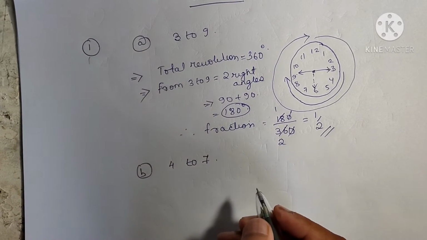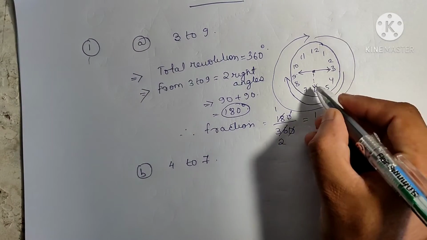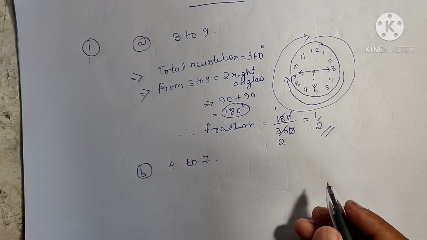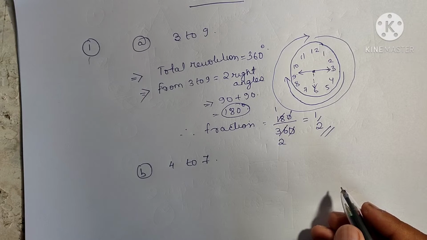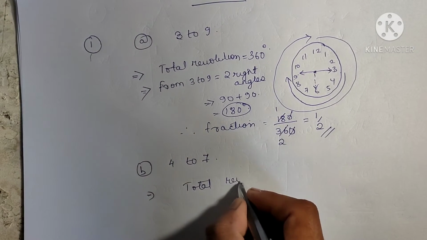First you tell me directly how many right angles between 4 to 7. Between 4 to 7, how many right angles? Only one, isn't it? From 4 to 7 you are having only one right angle. So you can again write total revolution equal to 360 degree.